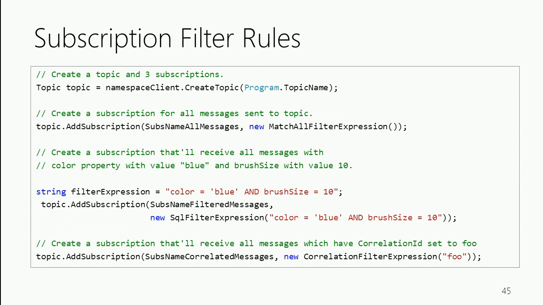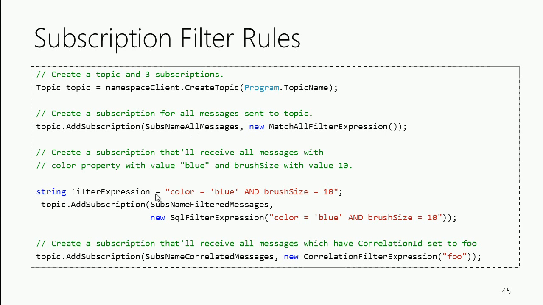The subscriptions can be filtered. So you create a subscription, and this is happening against a namespace client, obviously. You can add a subscription with some name and a match all filter expression. That's the simplest one. That's just getting everything. With that, you get a topic subscription that behaves like a queue.